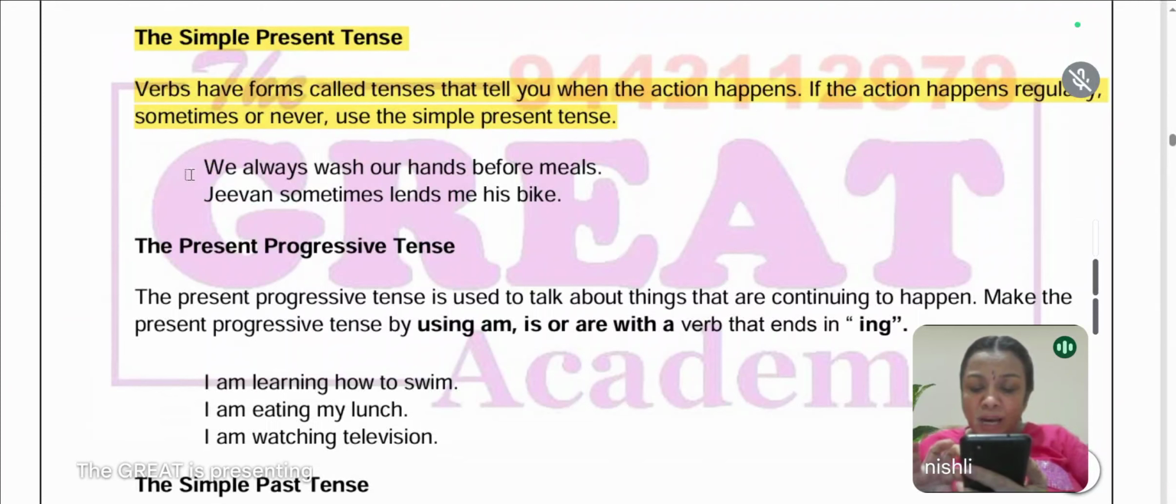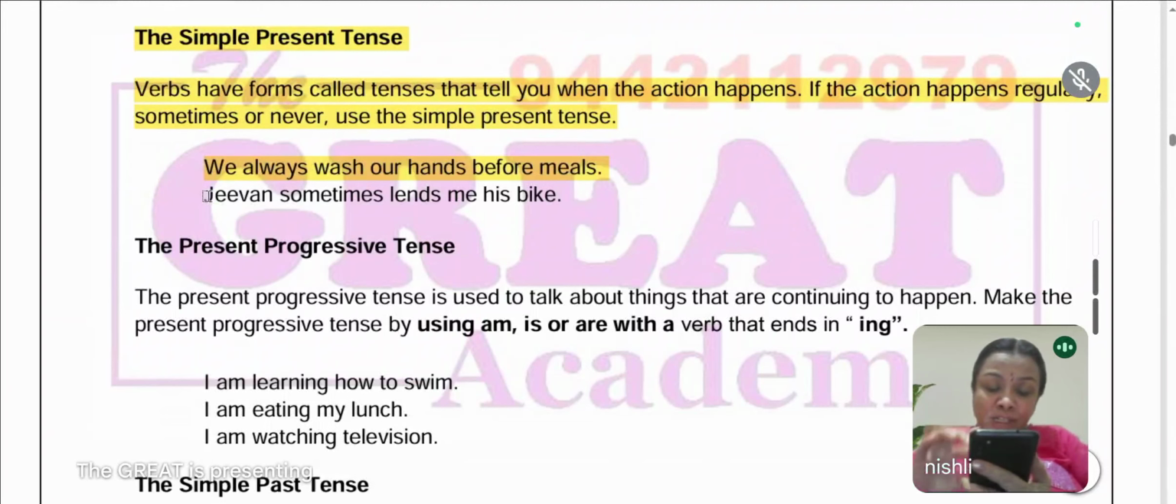We always wash our hands before meals. So this is a habitual action. We always wash our hands before meals means every day before meals we are washing our hands. So that is a habitual action. Or some facts. Present tense always refers to things which happen, like facts which you can't change. Like for example, the sun rises in the east. That is a present tense. So that is a fact, a fact which has to be accepted by everybody. The sun rises in the east and sets in the west.